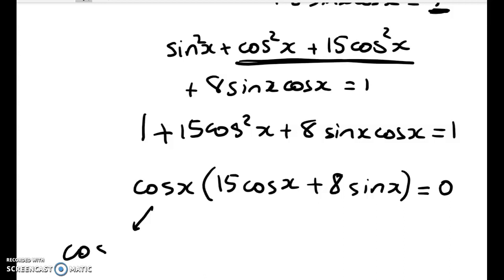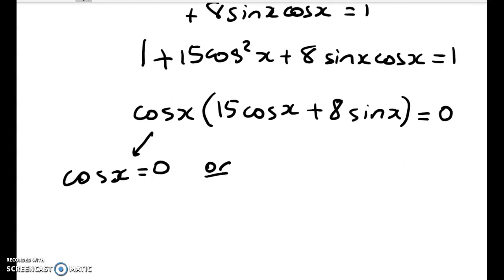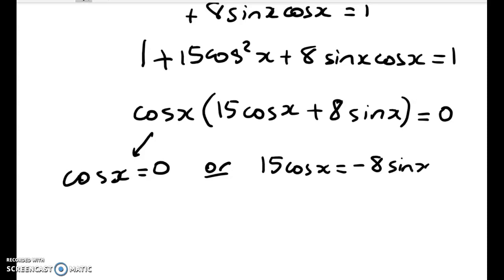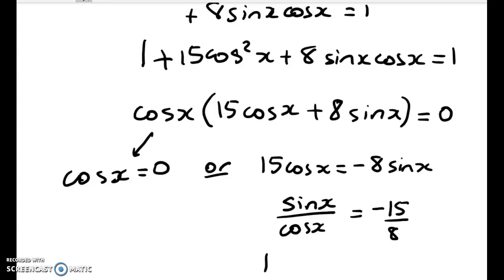That gives me cos of x is equal to 0, or 15 cos x equals negative 8 sine x. Sine x over cos x. Be careful with this, which way we're going. Well, we're going to have negative 15 over 8. So tan of x is equal to negative 15 over 8.